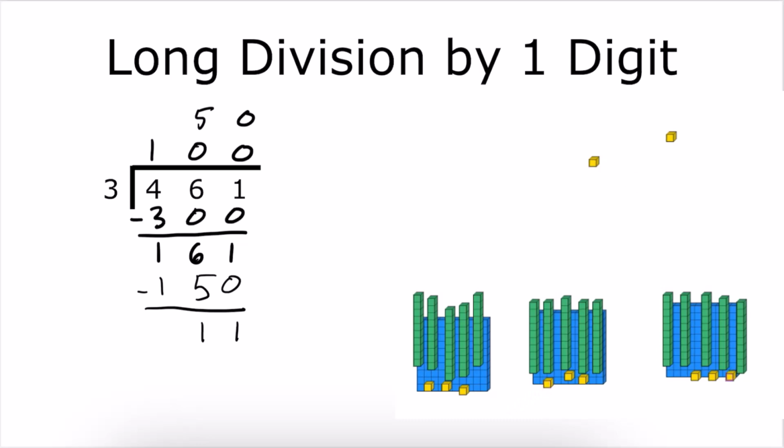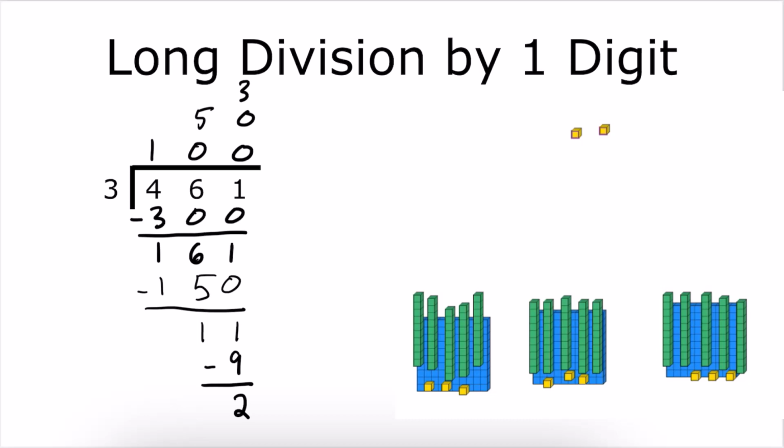When I do that, I can see I don't have enough to put any more in the 3 groups. So I'm going to put a 3 in my answer, and that means I've used up 9 of my blocks. When I subtract that, I have 2 blocks left over. And since we don't have any other place values to convert into, at least not yet because we haven't learned about decimals, this is just our remainder, or our leftover.